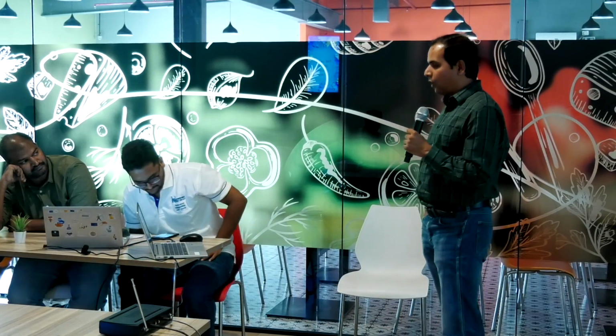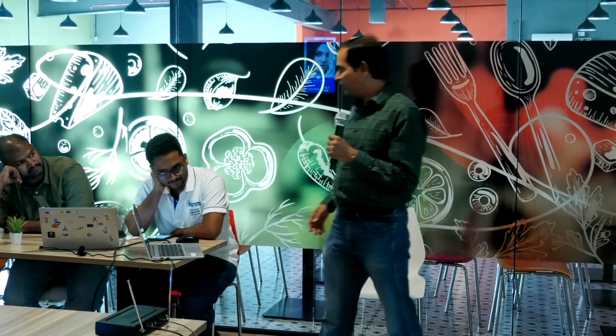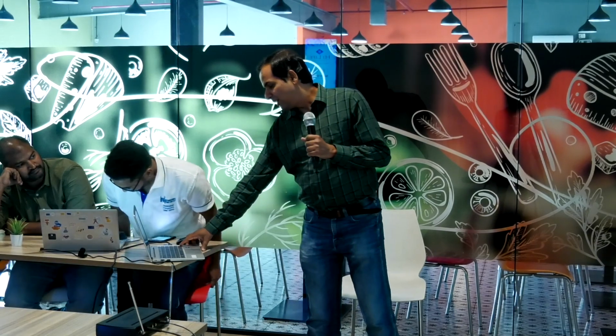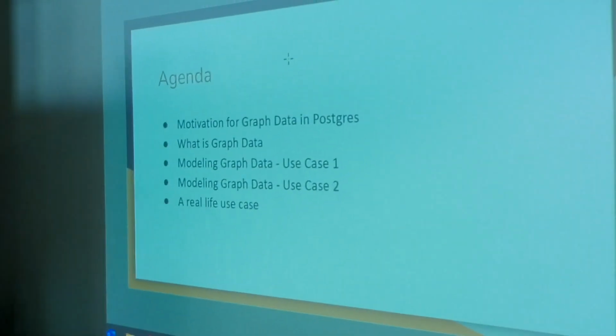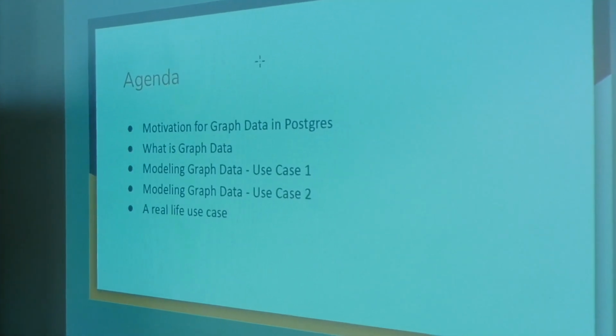So my talk today is about how to model and explore graph data with Postgres, a bit different from the previous excellent talk by Karthik. Thank you, Karthik, for that. I will talk about 5 different topics here. I will talk about, from a data engineering background, why I'm interested in graph data with Postgres, because this is not really related to the work I do. Then I will have some recap of what is graph data. I'll take 2 use cases on how to model graph data in Postgres and a real life use case from a company, right?